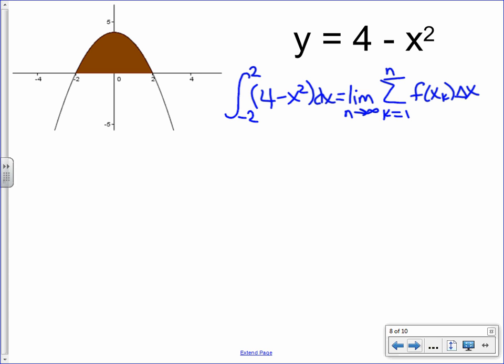Okay. I want you to notice something here. Notice how we have f of x of k times delta x. Notice in our integral, f of x dx. Because dx is the change in x. You see that? Okay, so help me out. What do we need to do first? Find delta x. Okay, we need delta x. And we find that by taking b minus a over n.